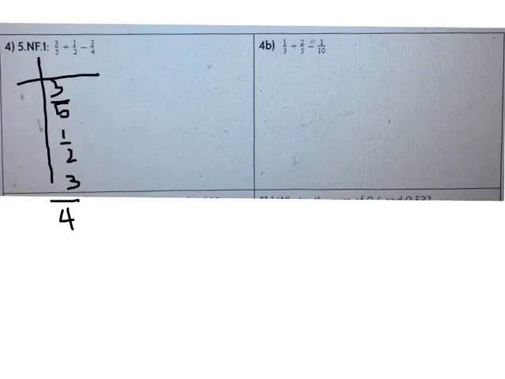Yesterday we talked about adding and subtracting more than 2 fractions at a time. Let's do this problem. 3/5 plus 1/2 minus 3/4. First I need to find the least common denominator between 3/5, 1/2, and 3/4. Go ahead and list your multiples and find the smallest number on all 3 lists. What's the least common denominator?